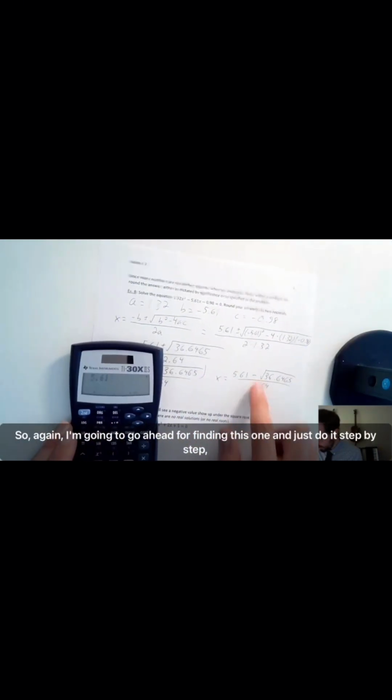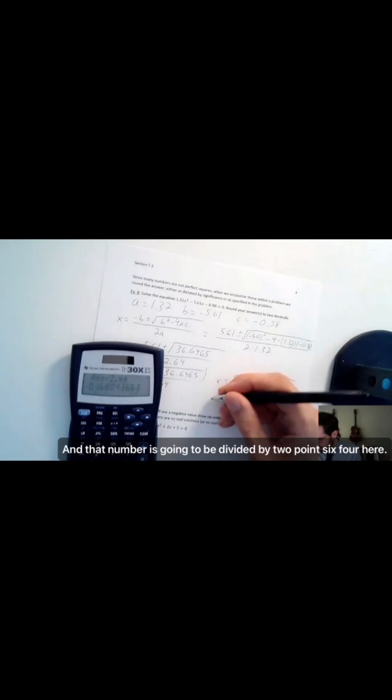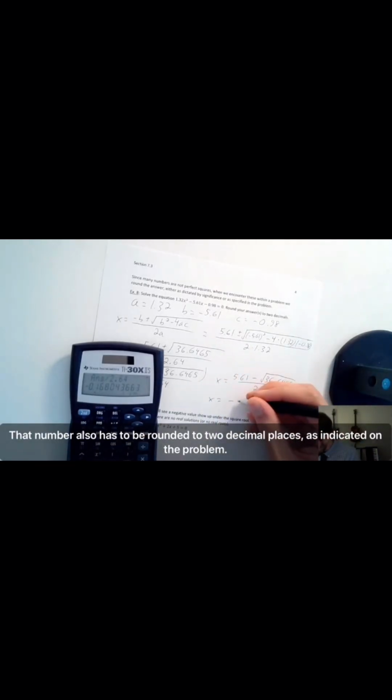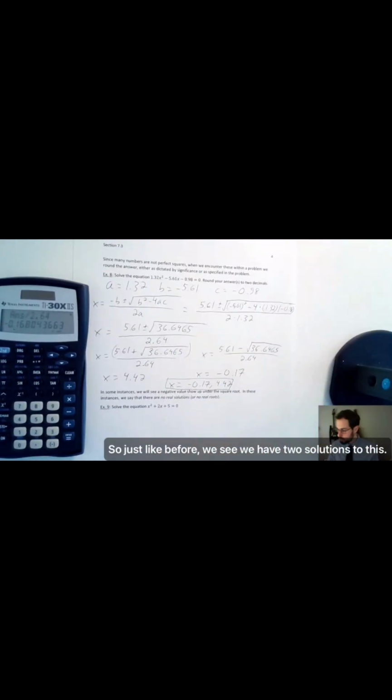So again, I'm going to go ahead for finding this one and just do it step by step, evaluate what that numerator is going to work out to be, 5.61 minus that square root of that value, and that number is going to be divided by 2.64 here. That number also has to be rounded to two decimal places as indicated in the problem, so that'll be negative 0.17. So putting it all together, my end solution here is negative 0.17 and positive 4.42. So just like before, we see we have two solutions to this.